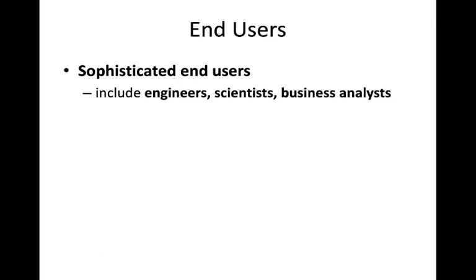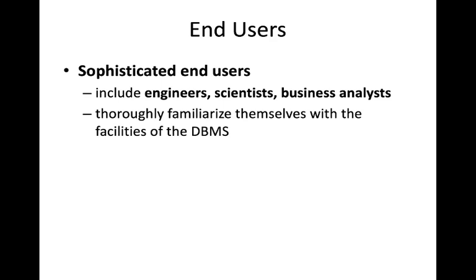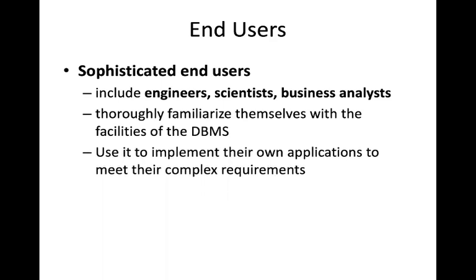Then the third type of end users are known as sophisticated end users. This includes the engineers, scientists, business analysts, and others who thoroughly know the capabilities or the facilities of this DBMS. They are familiar with all the functionalities of the DBMS, and they try to develop their own applications to meet their requirements. So if you are a scientist or an engineer, you might require a DBMS software and you know the functionalities of that software. And if you want to develop something related to your personal project or product, you try to implement your own applications. Then you will become a sophisticated end user.